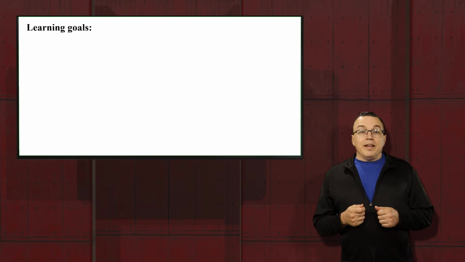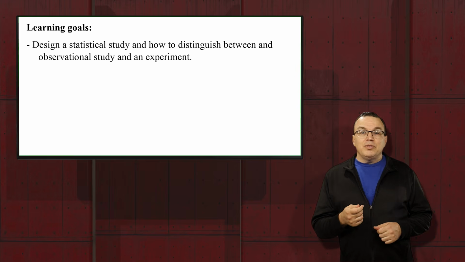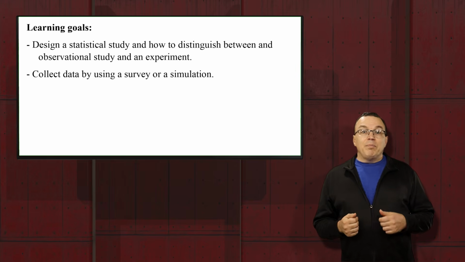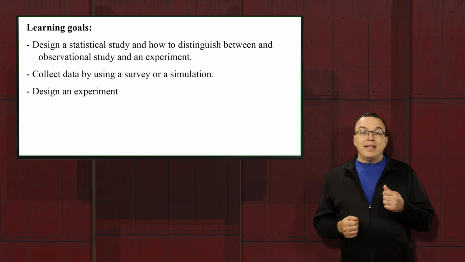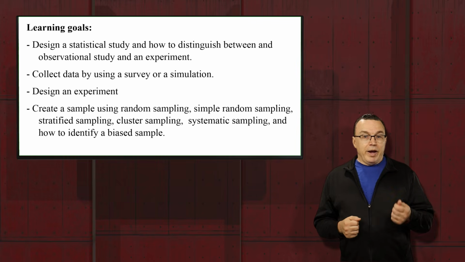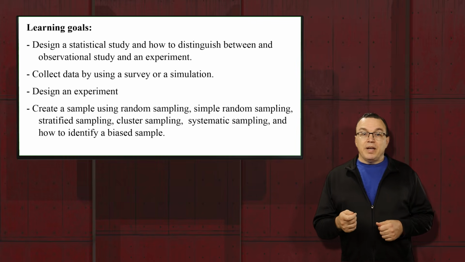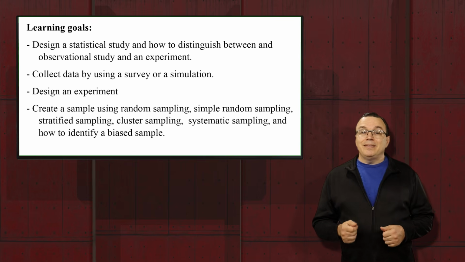Our goals for today: we're going to design a statistical study and know how to distinguish between an observational study and an experiment. We're going to collect data by using a survey or a simulation. We're going to design an experiment. We're going to create a sample using random sampling, simple random sampling, stratified sampling, cluster sampling, systematic sampling, and know how to identify a biased sample.